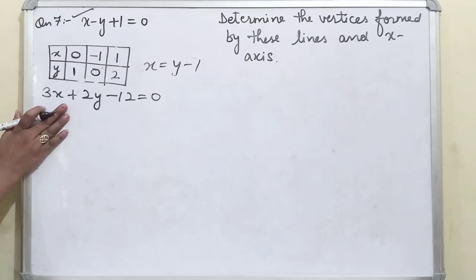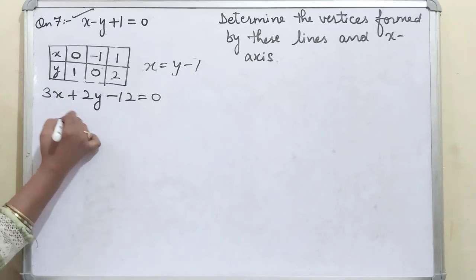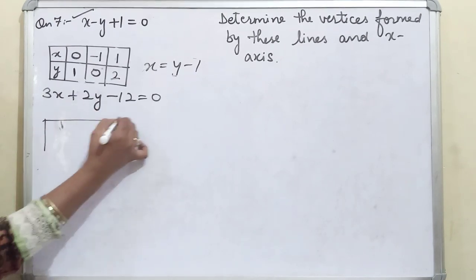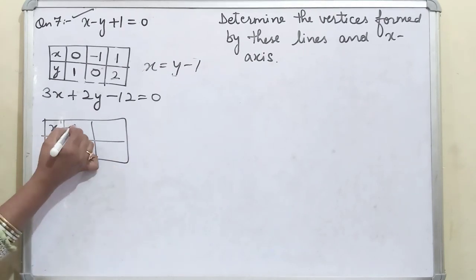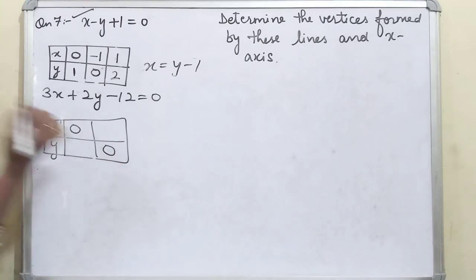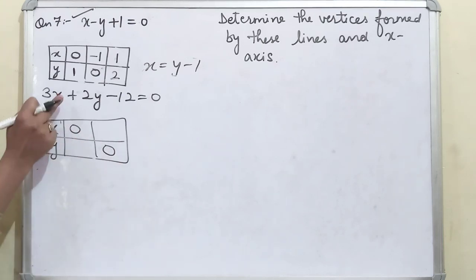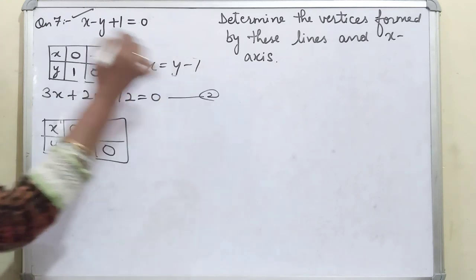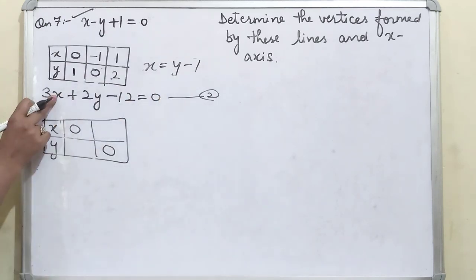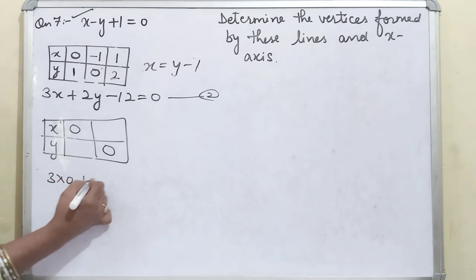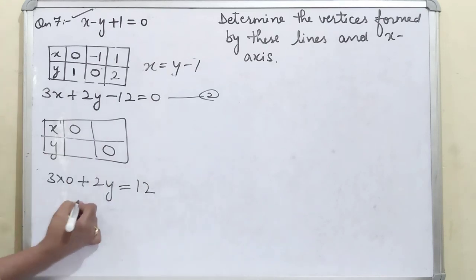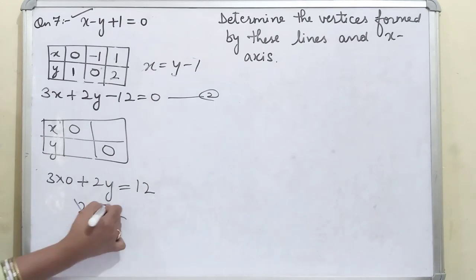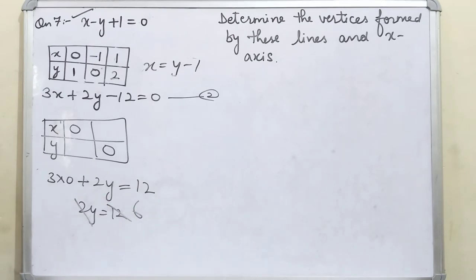Now in the same way we will have to make a table for the second equation. Again I'm taking the same values as the first equation. This is x, y. Once I'll take x equal to 0 and the second time I'll take y equal to 0. Put x equal to 0 in equation number 2. If x is 0 here, this will be 3 into 0 plus 2y equals 12, so 2y equals 12 and y will be 6. So y is equal to 6 here.